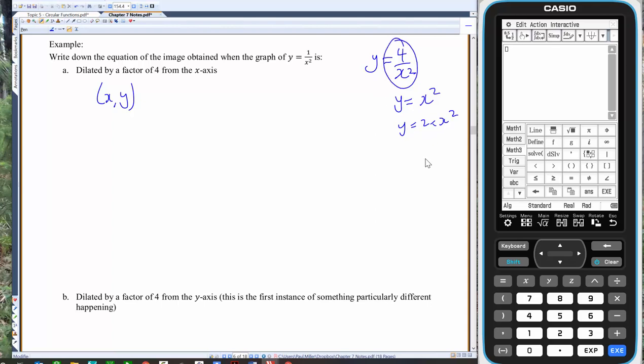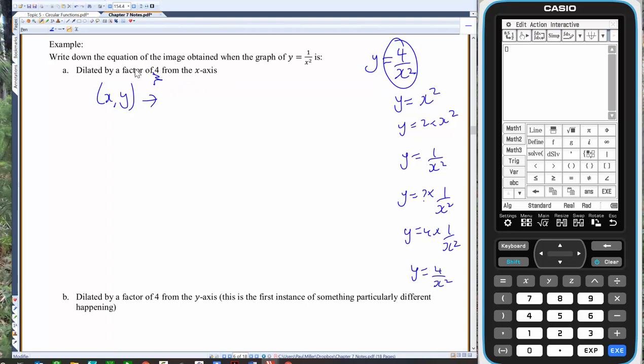And so this one here, y equals 1 on x squared, is y equals a dilation factor from x times 1 on x squared. They want the dilation factor to be 4, so I'm going to go y equals 4 times 1 on x squared, which is y equals 4 on x squared. Anyway, if you're not too sure about that, mapping will do all of the work for you.